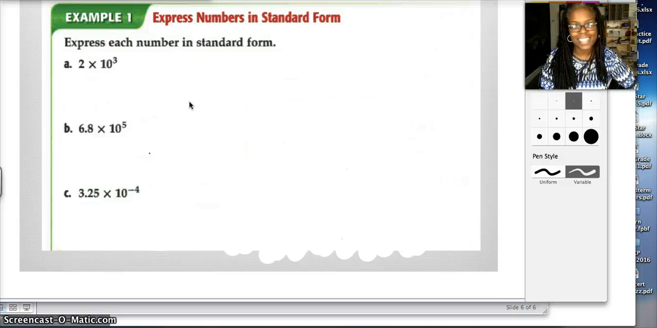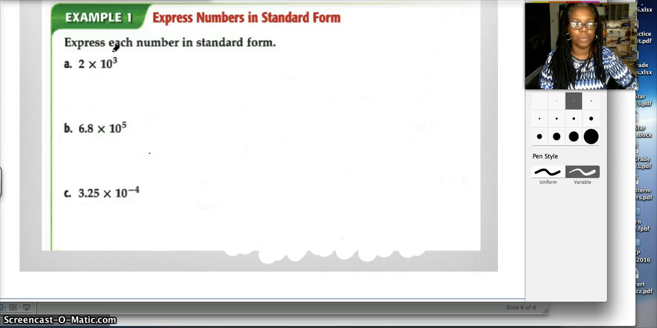Okay, so for this example, what we're doing is we're going to express each number in standard form. If we express a number in standard form, basically what we're going to do is take this scientific notation number. I realize that I've got 2 point nothing times 10 to the 3rd. And I'm going to use the exponent to figure out how many spaces to the right I'm going to move my decimal. 1, 2, 3. I'm going to fill those spaces with zeros, and so this number is equal to 2,000 when I write it in standard form.